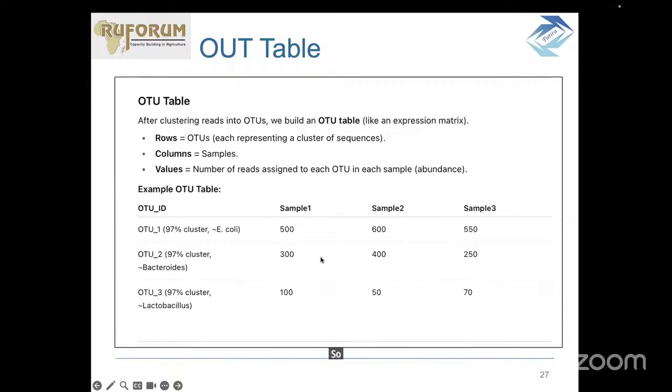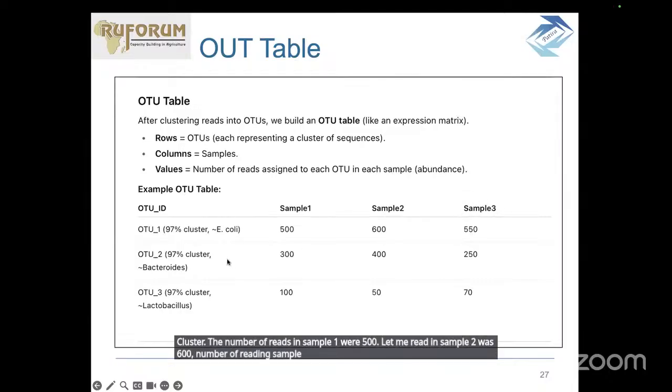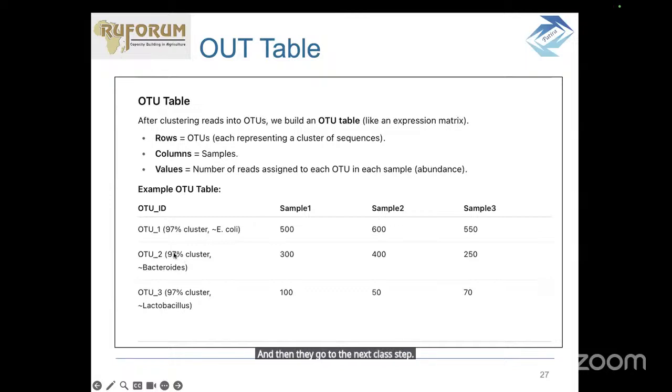So they'll give you all that information. Sometimes they'll give you the number of reads that are assigned to that OTU. So for this E. coli cluster, the number of reads in sample 1 were 500, in sample 2 was 600, in sample 3 was 550. And then they go to the next cluster. In this cluster, 97% of these were bacteroides. The number of reads were 300 and so forth. So they send you this.